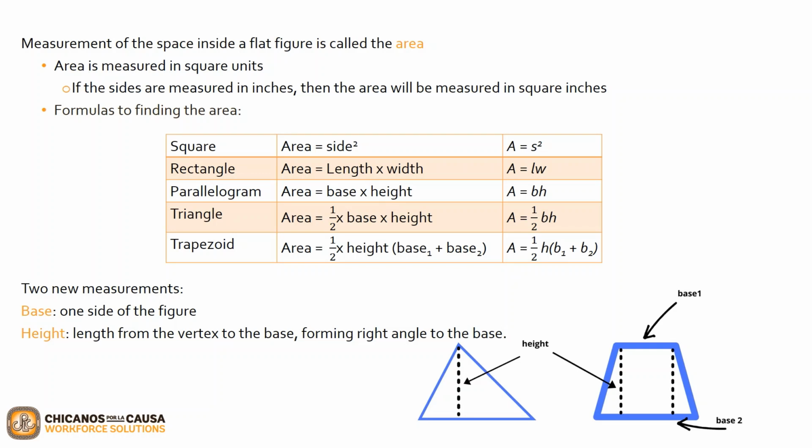If you can see here in the formulas, we have 2 new measurements that we haven't talked about before. One of them is the base, and the other one is the height. If you look at the diagrams, you can see that the base is one side of the figure. For the trapezoid, there are 2 bases, base 1 and base 2. But for a triangle, you only have the bottom base. The height is the length from the vertex to the base, forming a right angle to the base.